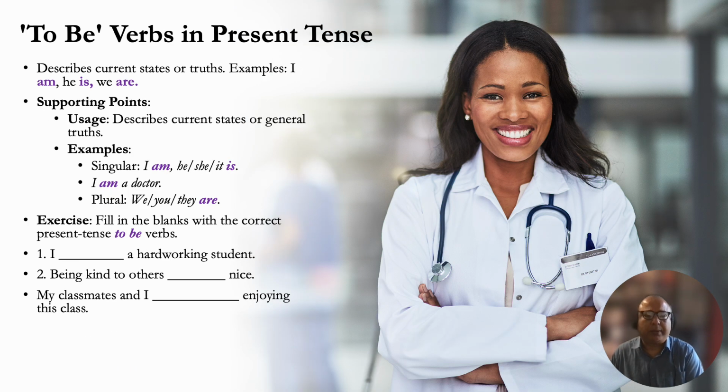So how do we use to be verbs in present tense? Am, is, and are, right? There are 3 present tense to be verbs. So when it's just 1 person, then it's I am, he is, she is, it is, such as I am a doctor. And if there's more than 1 person, then you say we are, you are, they are. Complete the exercise below to practice what you've just learned.